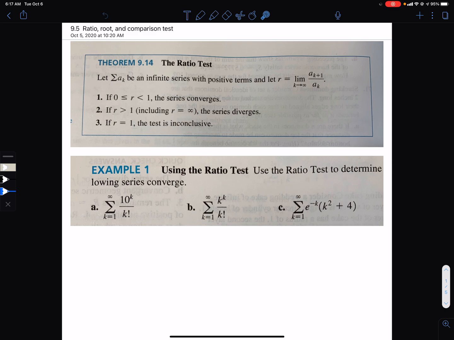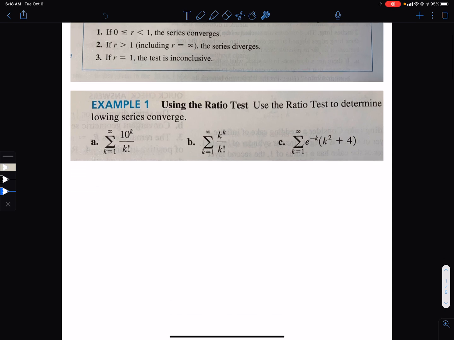So that one, sometimes it doesn't work. This is not a test that will always work. There are certain conditions. You'll kind of get a picture of when it will or will not work, and I will do 3 examples and show you. A hint: when you have factorials, it often works. And when you have something to a kth power, it often works. So let's go ahead and do this.